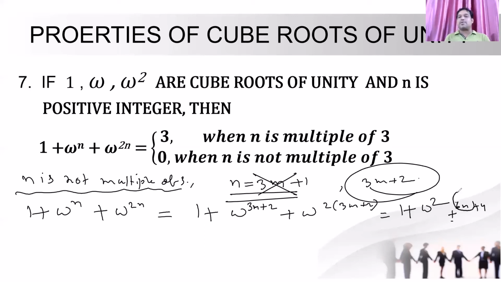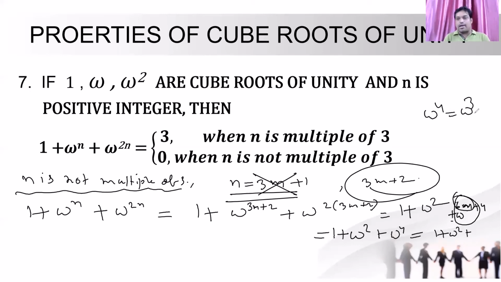6m means it is a multiple of 3, so I will eliminate it. So what I will write: 1 plus omega square plus omega to the power 6m plus 4. Omega to the 6m I will not write. Directly I will write omega to the 4. What is omega to the 4? That is omega cube into omega, that is omega. So 1 plus omega plus omega square, again it is equal to 0.